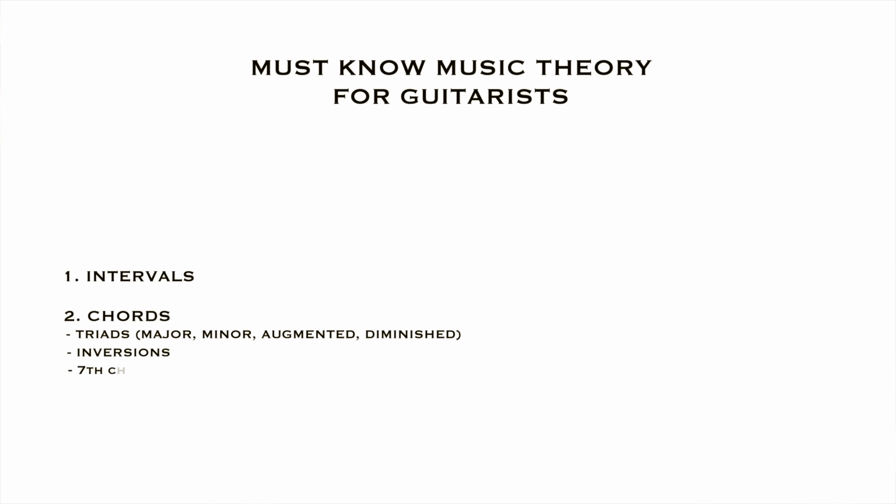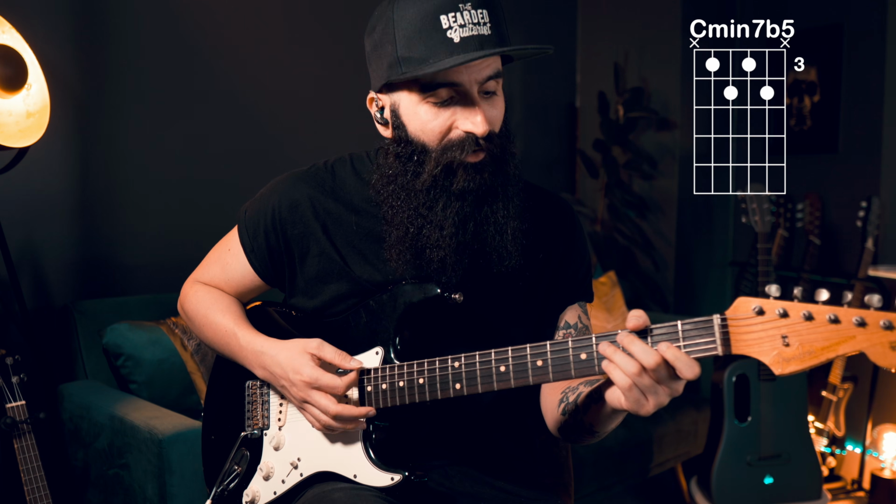Then the second step should be covering chords. So making sure that you understand all of the triads, major, minor, diminished, augmented, and that you are able to understand the inversions, and then you go to seventh chords. So major seventh, minor 7, dominant 7, half diminished, diminished 7th, and then if you like also minor major 7 and major 7 sharp 5.